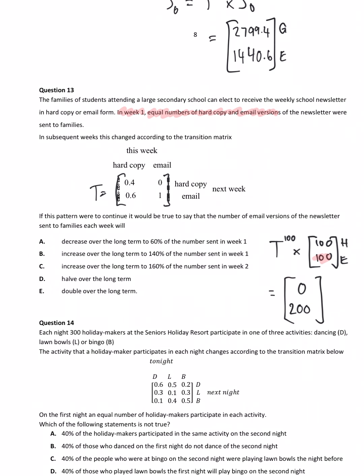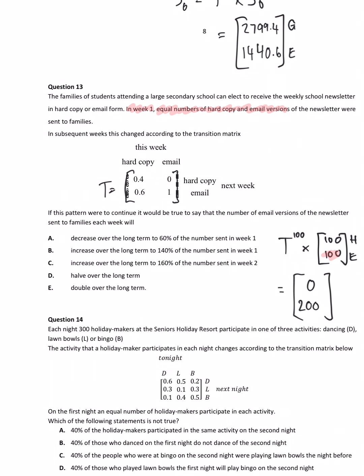So yes, the email people will double over the long term, so the answer will be E. Another way you could have found that out is just by looking at the transition matrix. It's similar to the question above, where 100% of the people who are in email will stay in email, and then each week we've got this contribution from the hard copy people going to email. So eventually everyone's just going to end up in the email section as well.